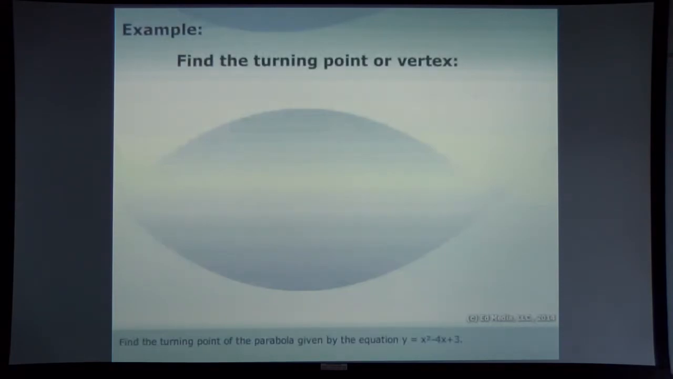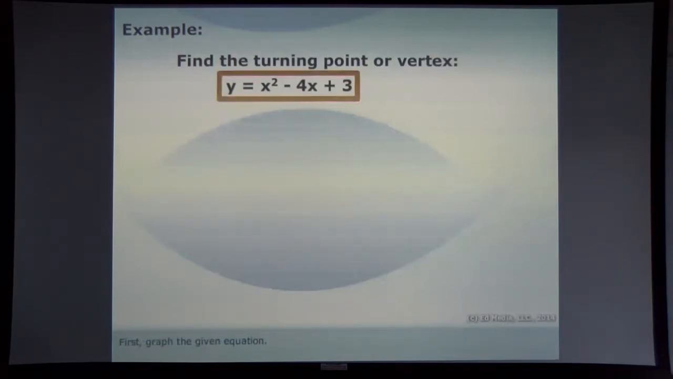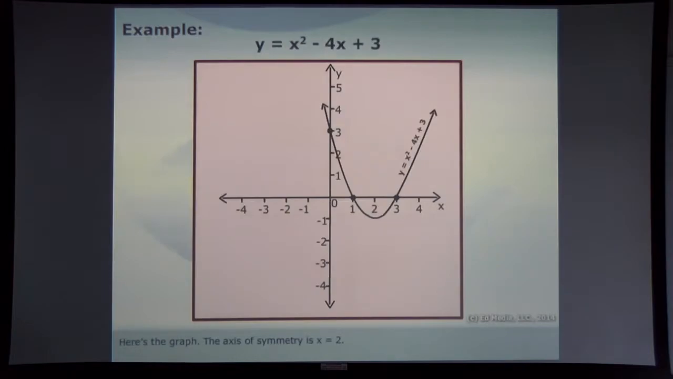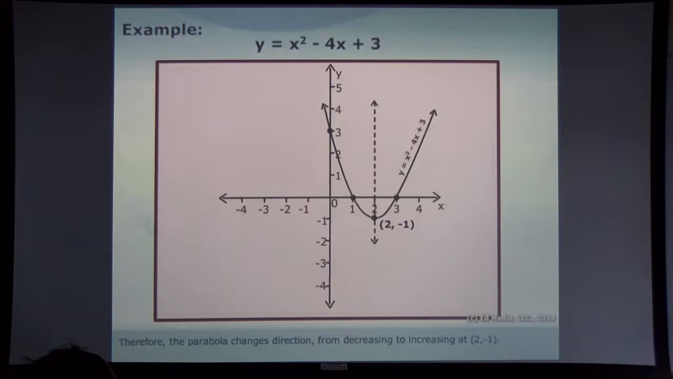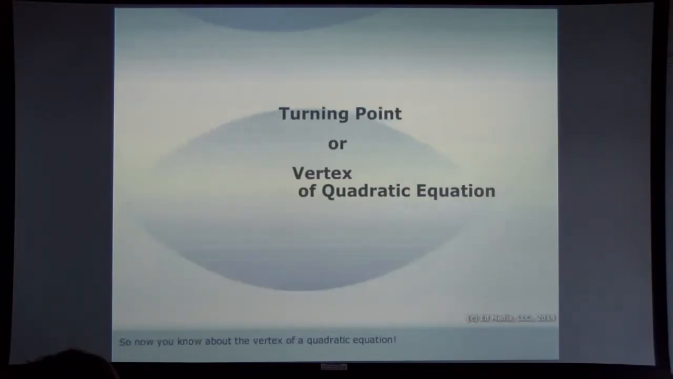Find the turning point of the parabola given by the equation y equals x squared minus 4x plus 3. First, graph the given equation. Here's the graph. The axis of symmetry is x equals 2. Notice that the vertex lies on the axis of symmetry. The point of intersection of the axis of symmetry and the parabola is the point (2, negative 1). Therefore, the parabola changes direction from decreasing to increasing at (2, negative 1). So now, you know about the vertex of a quadratic equation.